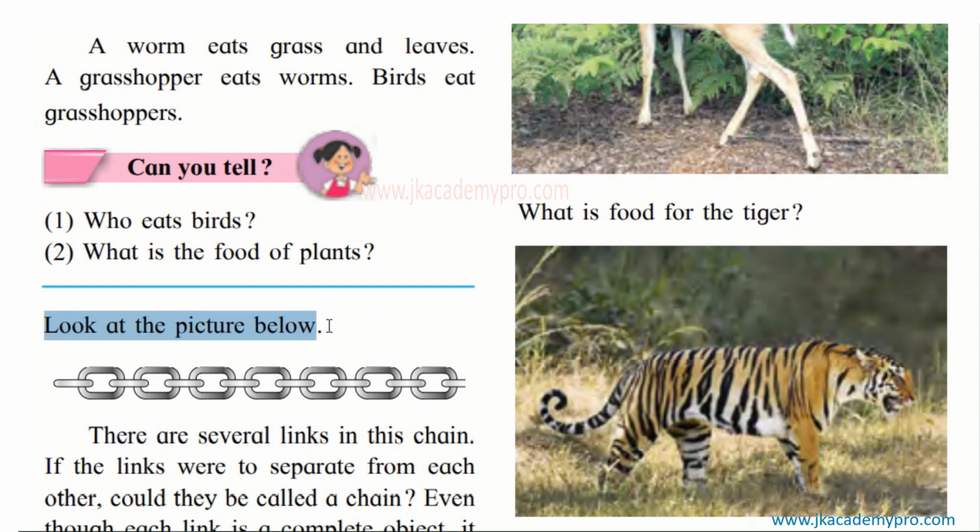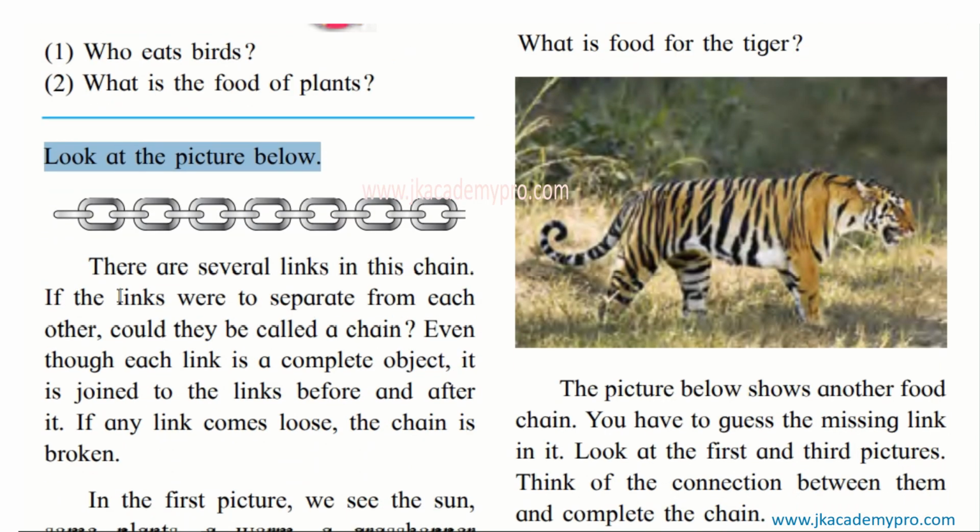Now look at the picture below. Okay, this is a picture of a chain, isn't it? It is connected by various links in it. They are called the links of the chain. There are several links in this chain, isn't it? So each one is a component in itself.